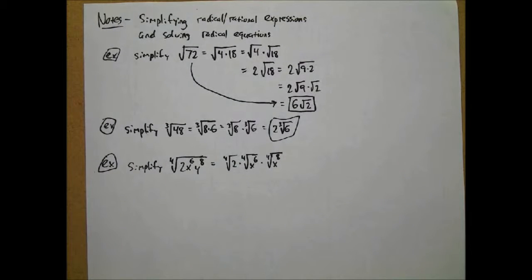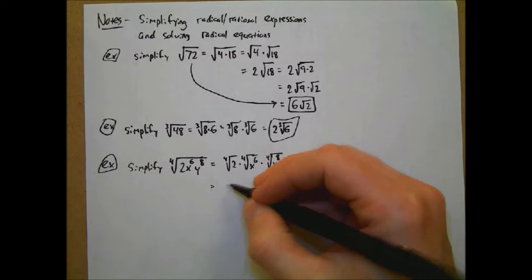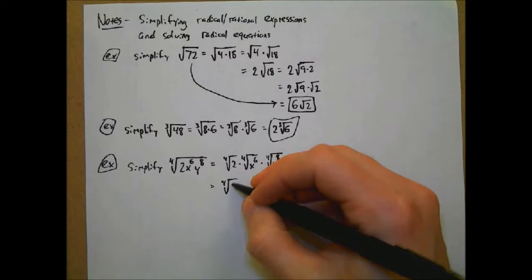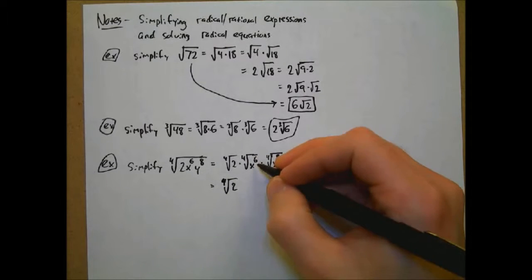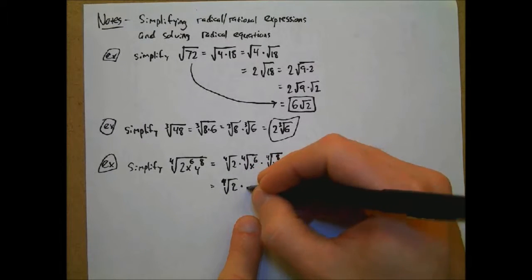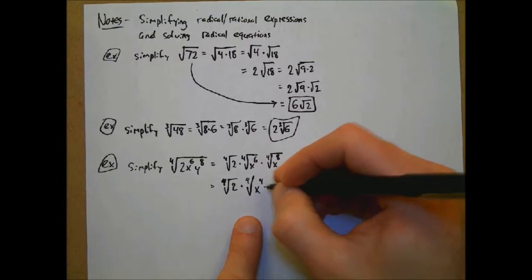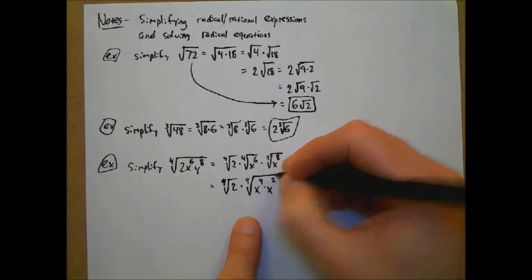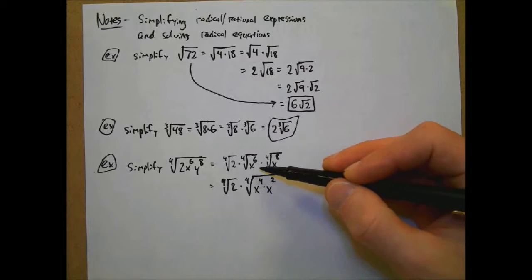Now, 2 is not going to break down any further, right? 2 is prime, so unfortunately that 2 is going to stay the way that it is. But x to the 6th, I could rewrite that as a power of 4, right? This is the same as x to the 4th times x to the 2nd. Isn't this the same thing? x to the 4th times x to the 2 would give me back that x to the 6th there. So this is okay to break that up.